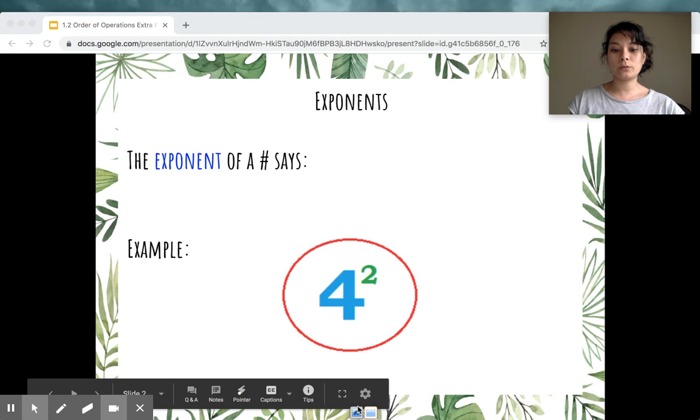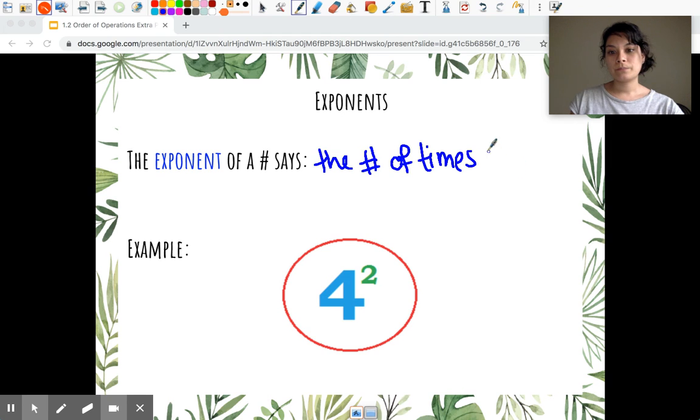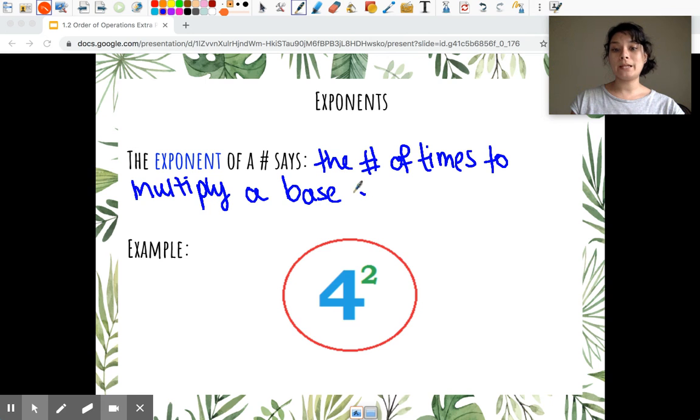So the first thing that I want to review is the concept of what an exponent actually is. So an exponent actually tells you how many times to multiply a number against itself. So that's what I'm going to write as my definition. So the exponent of a number says the number of times to multiply a base, so I'm going to use a very special word here, a base, against itself. And I'll talk a little more about what that means in just a second.